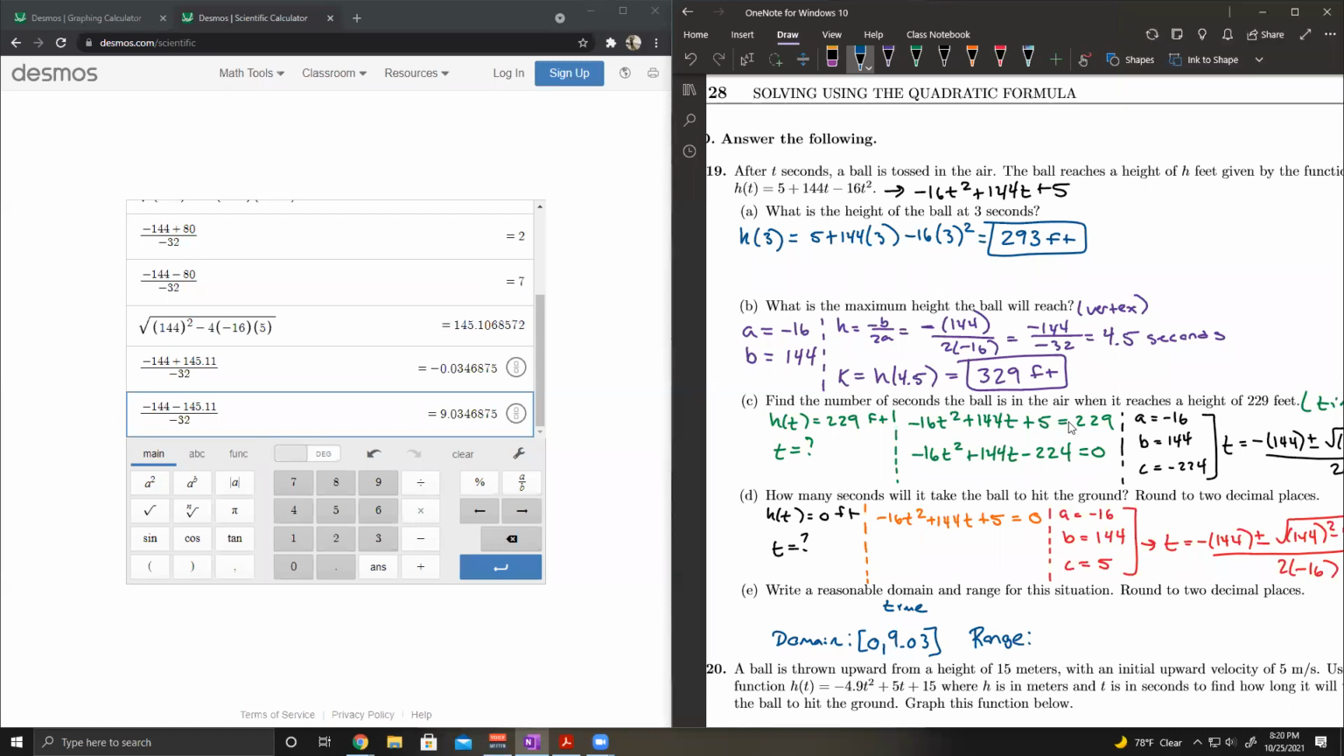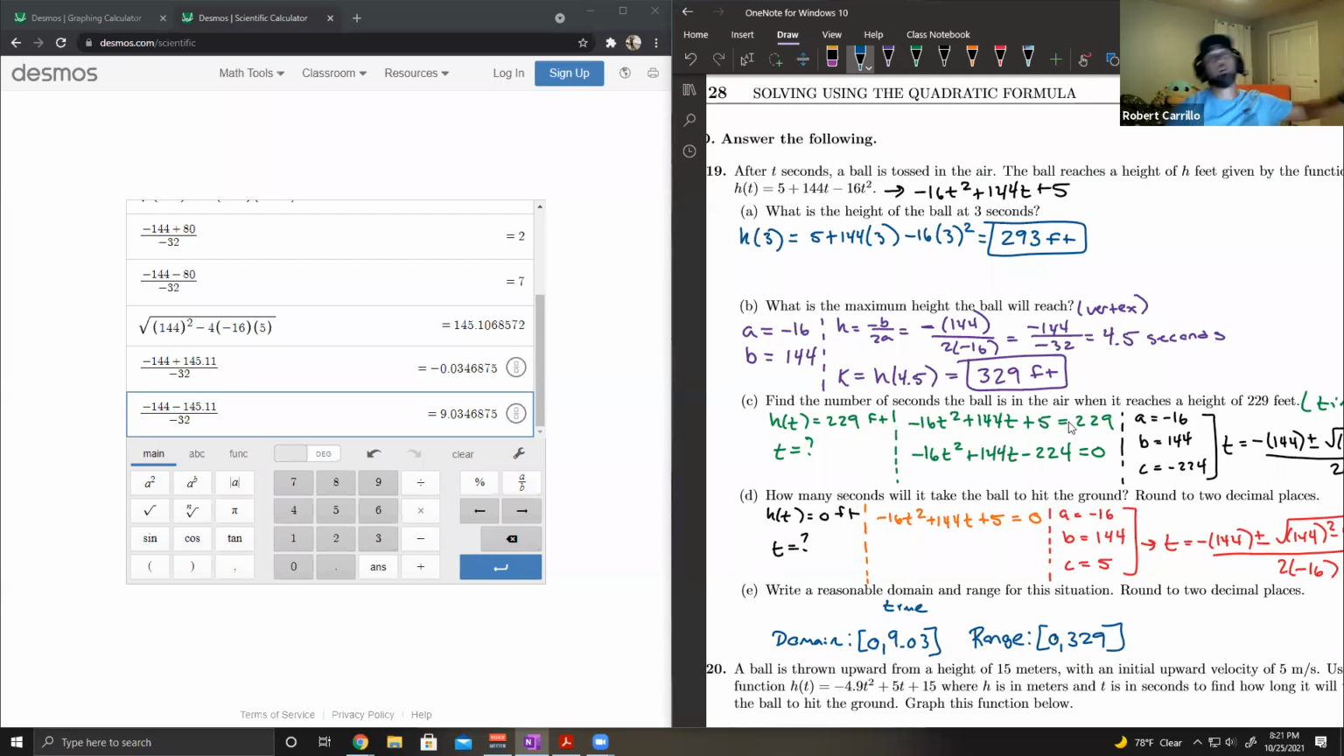Now, what is a good range for this? Well, does the ball hit the ground? Yeah. So if you hit the ground, how many feet are you at? 0. What is the highest we can throw the ball in the air? 5 feet. Well, that's where we start. What's the maximum height this ball goes? 329 feet. That was a vertex, right? So we throw the ball and it goes 329 feet and it also hits the ground. So the range is 0 to 329.